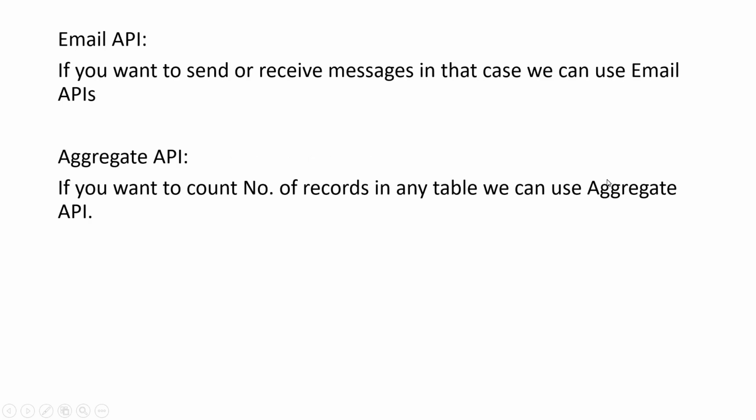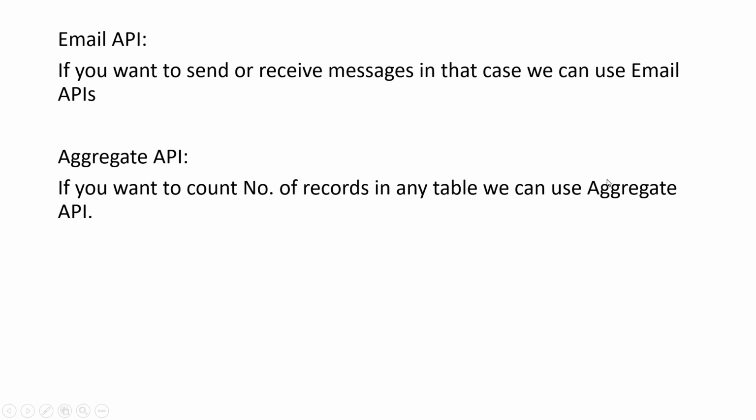Then the email API is also there. If you want to send or receive messages, in that case we use the email API. For example, I need to send an email notification to a particular user. Third-party applications can send email notifications to the ServiceNow side, in an incident or something. All of these come together and make up the email API.